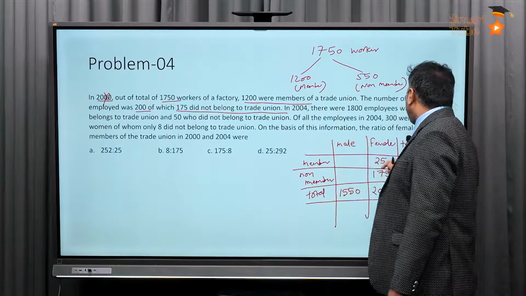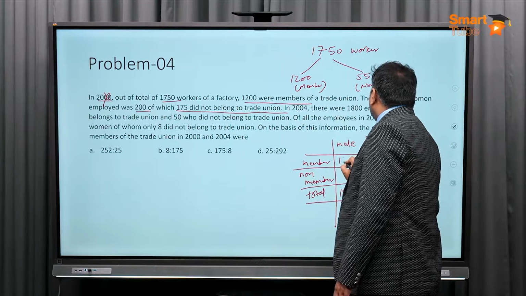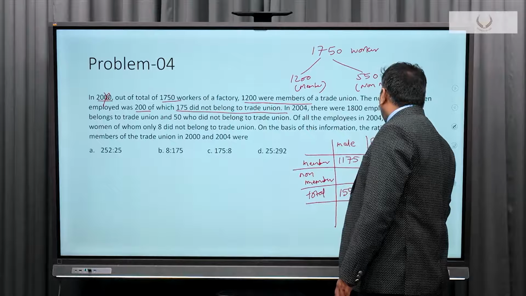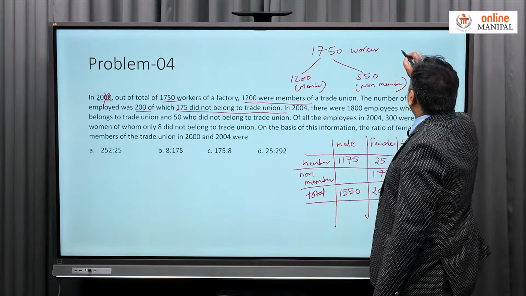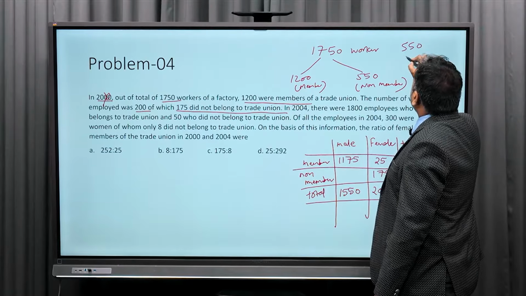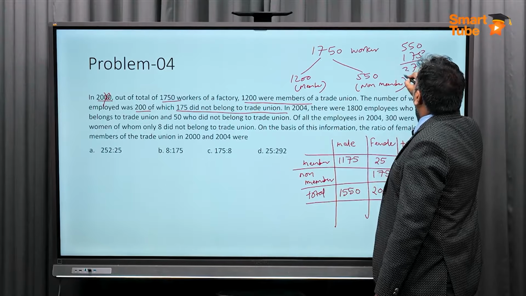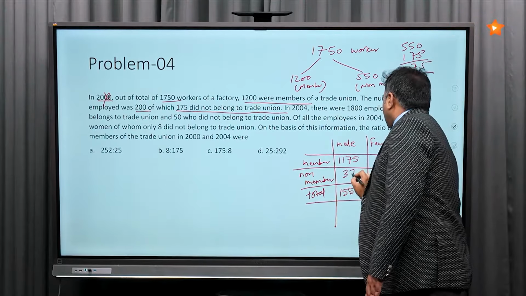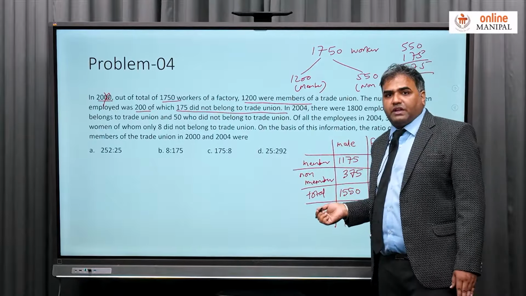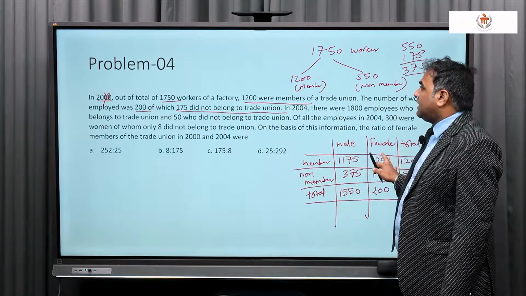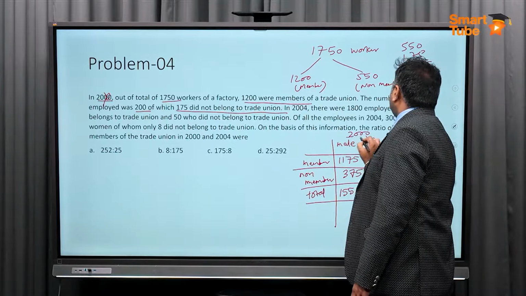So the male member, it would be 1200 minus 25, this would be 1175. And this would be 550 minus 175. If you do 550 minus 175, this would be 375. Or if you add 375 plus 1175, you will get 1550. So I hope this part is clear. They are talking about the year 2000.